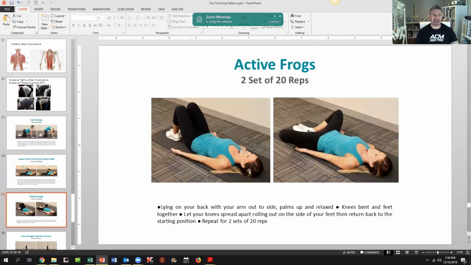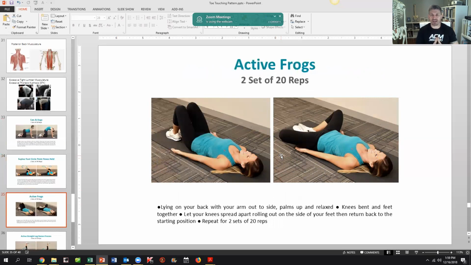We go into the active frogs, one of my favorites, just to establish internal and external rotation bilaterally unloaded so the hip socket can start understanding. If someone has extremely tight adductors, I might actually have them contract their glutes here as they're going into external rotation, use the glutes to pull them out of that adductor engagement, and then come back into internal rotation.